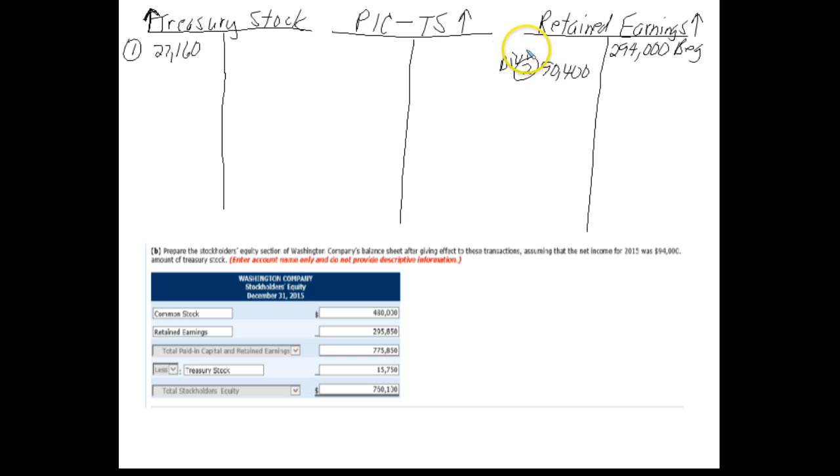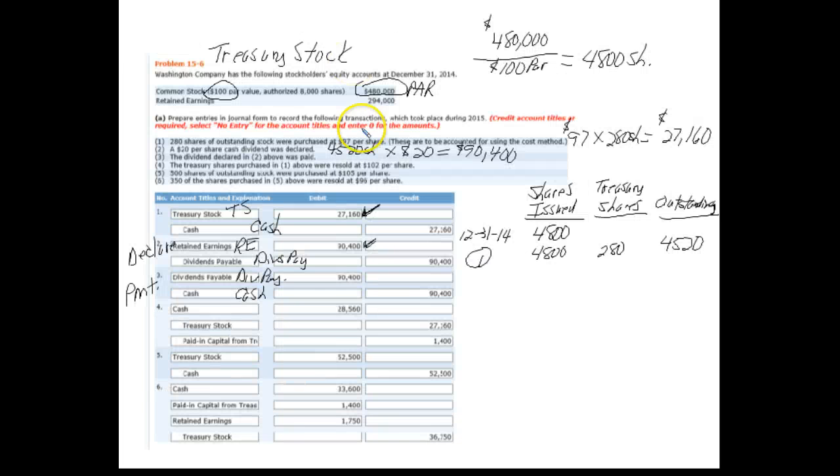So there's our dividend, $90,400, transaction 1 and 2. And just a note, Treasury stock is going to track the cost of the Treasury stock. So it does not track par value. We're going to track cost of the Treasury stock. So it's not tracking par value like common stock does. It's going to just keep track of the cost.